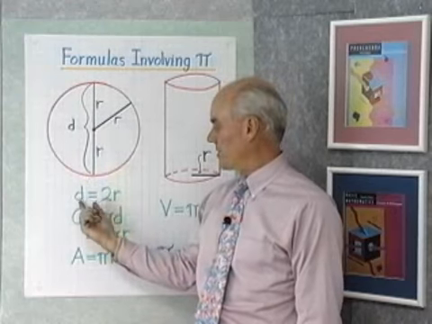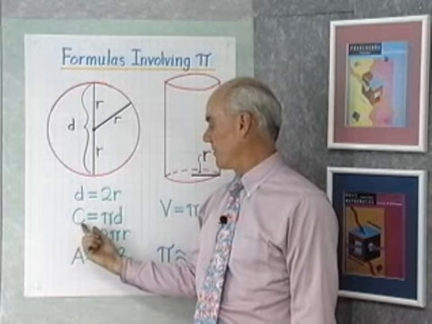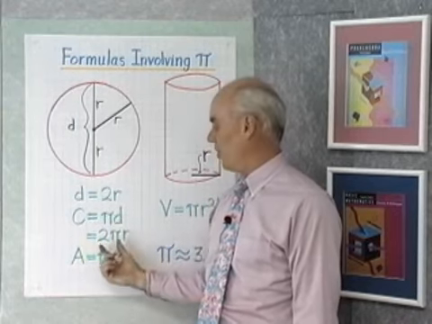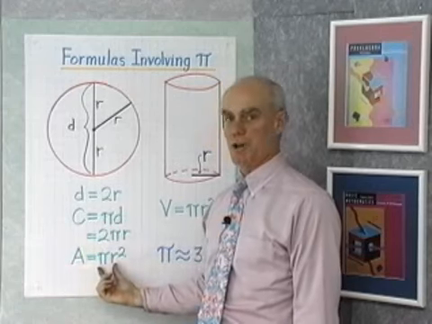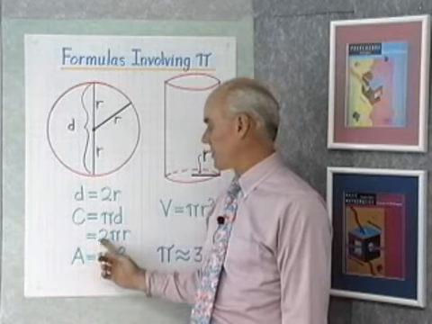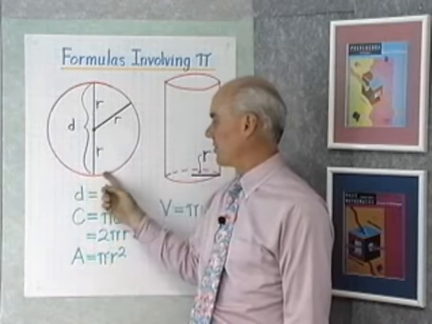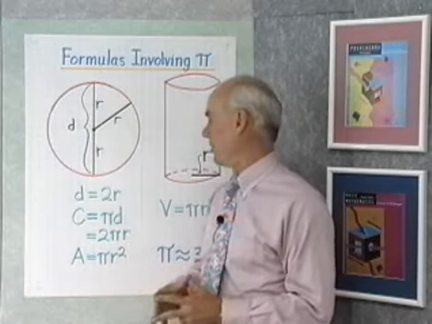My formulas are d is equal to 2 times r. The diameter is twice the radius. Circumference is pi times d, or 2 pi r, and the area of the circle is pi r squared. So those are the formulas that involve pi and the circle. The circumference is the distance around the outside of the circle, and the area, of course, is the amount of area it takes to cover the circle up.